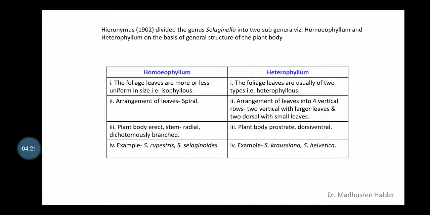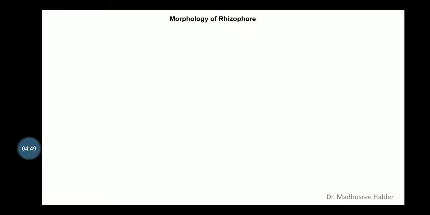Next point is the plant body is erect and dichotomously branched in case of Homophylum, and in case of Heterophylum, the plant body is prostrate and dorsiventral. In Homophylum, there are only about 50 species, and in Heterophylum there are many species, for example Selaginella kraussiana and Selaginella helvetica.